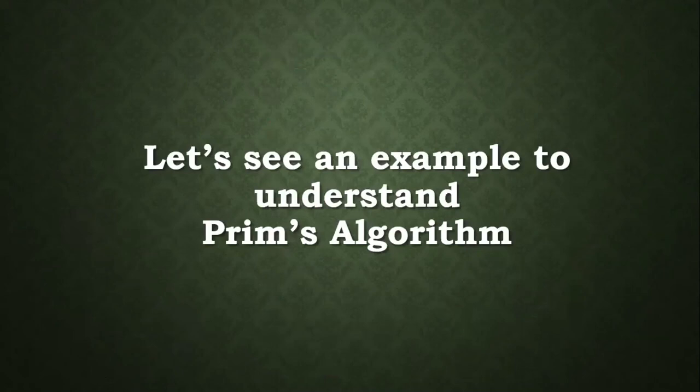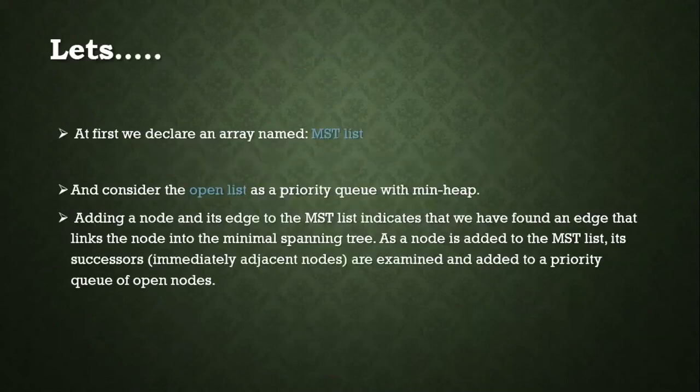Now we're going to see an example to understand Prim's algorithm. At first we declare an array named MST list and consider the open list as a priority queue with minimum heap. Adding a node and its edge to the MST list indicates we have found an edge that links the node into the minimal spanning tree. As a node is added to the MST list, its successors are examined and added to a priority queue of open nodes. We will make it clear in the next example.